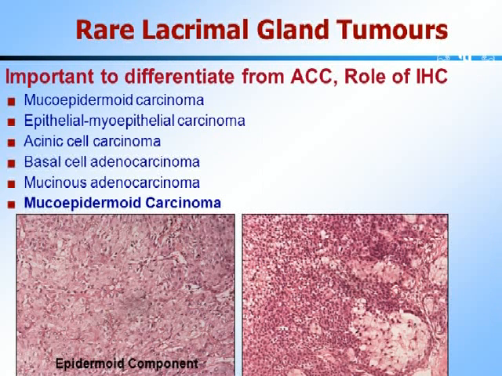Now then there are rare lacrimal gland tumors. There are tumors like mucoepidermoid carcinomas, then epithelial myoepithelial carcinomas. It is very important for us as pathologists to differentiate these from the adenoid cystic carcinomas, because the prognosis in these tumors is much better than adenoid cystic carcinomas, and we have to resort to a panel of immunohistochemical markers.